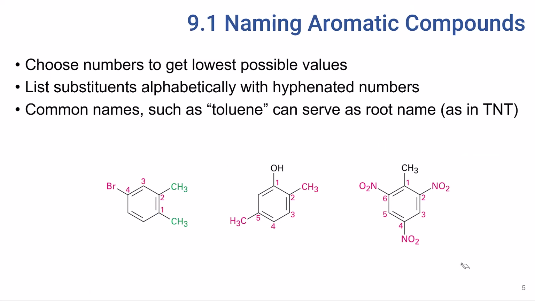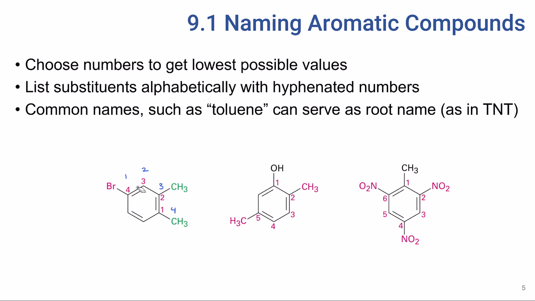When we go to name aromatic compounds, we want to choose the numbers to get lowest possible values. And this is especially important when you have more than 2 substituents. We're going to list the substituents alphabetically, and then we have the common names such as toluene, which we can consider. So in the structure of TNT, that's part of toluene. We'll see that in a second here. So in these examples, numbering the substituents this way is going to give us the lowest numbering versus if I had started 1 here. That would give us 1, 3, 4. This gives us 1, 2, 4.